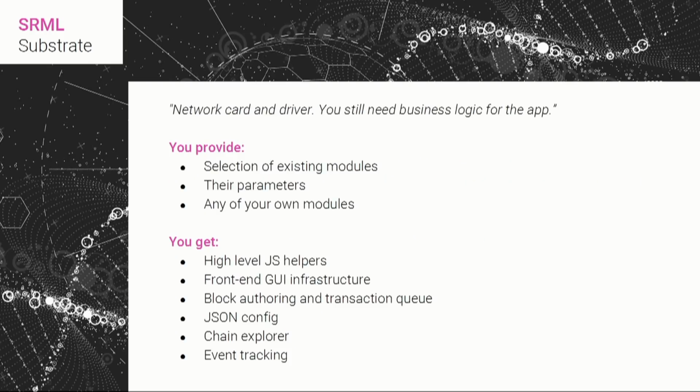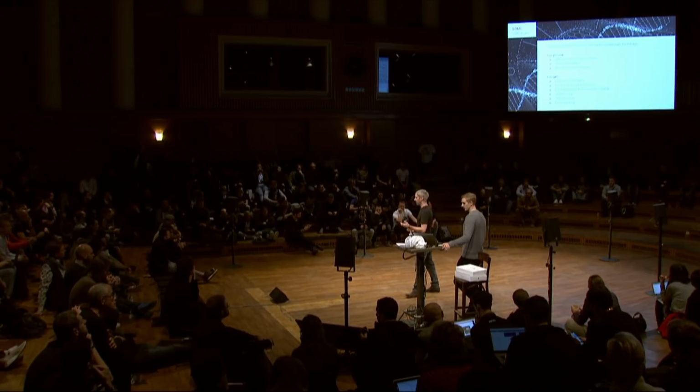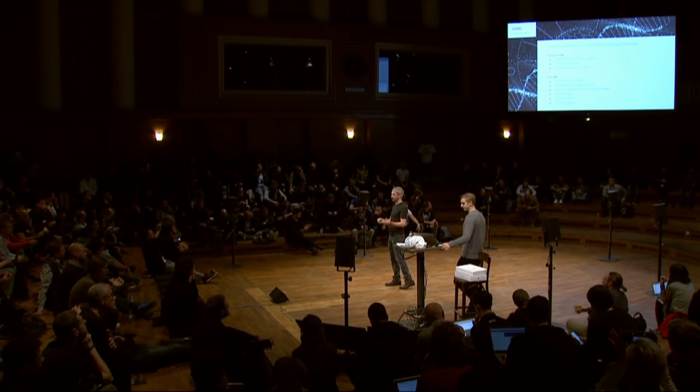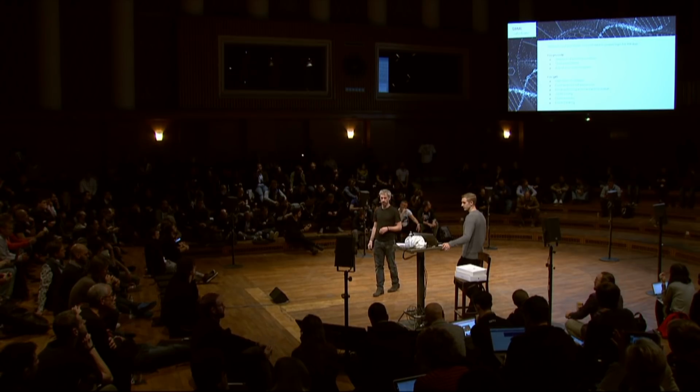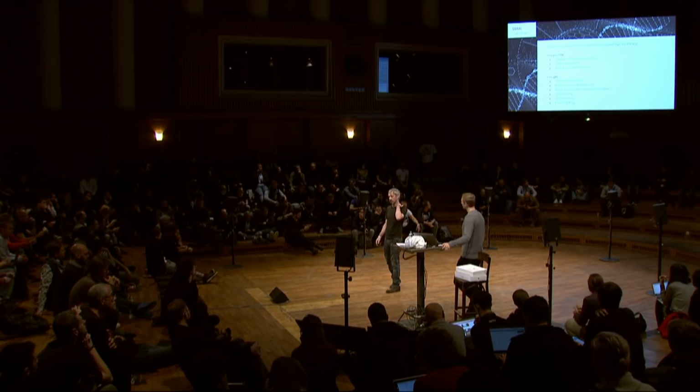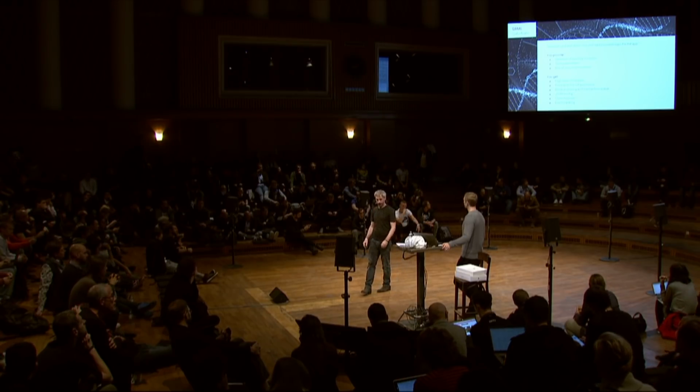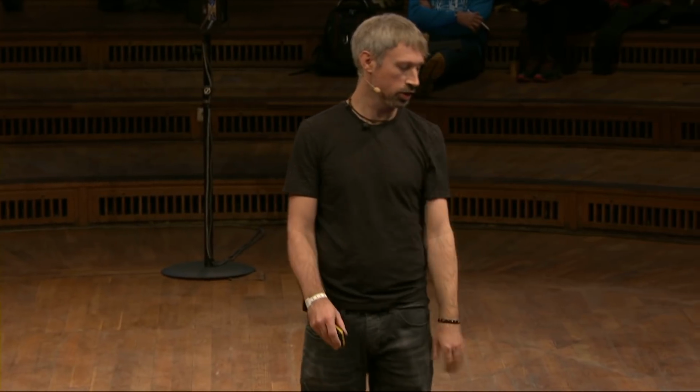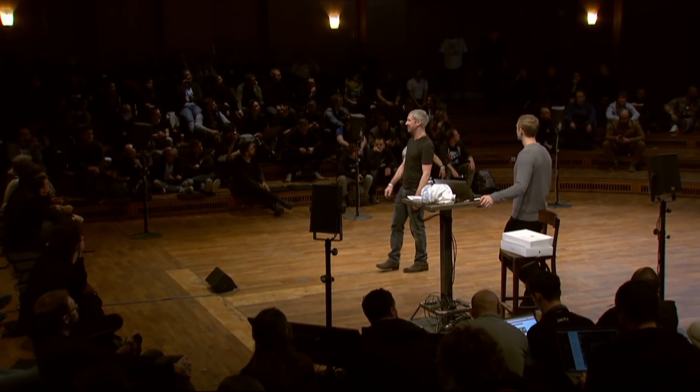If you go for the runtime module library, you get a bunch of modules to select from, but you have to select them, configure them, and give them parameters. And you get a load of front-end help. You get block authoring and transaction queue. You get a JSON configuration file automatically made for you that just works with your eventual executable. You get a chain explorer that will work with all of your runtime modules. You get event tracking, which I'll probably touch on in the workshop if you come to that later. Finally, if you just use our node, you provide a JSON config file and you get a blockchain.